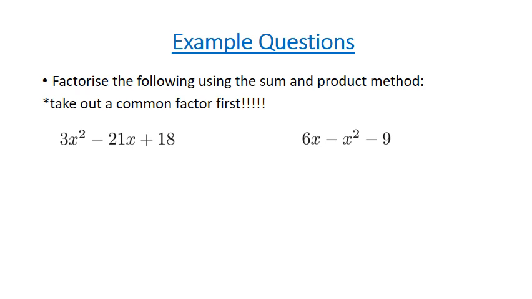Factorize the following, use the sum and product method. If you can, try and take out a common factor first. For example, in our first one, I've taken out a common factor of 3. That leaves me with x squared take 7x plus 6.